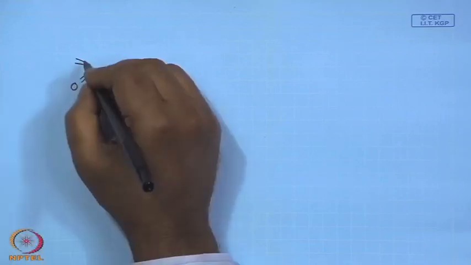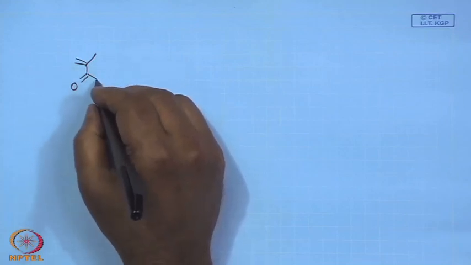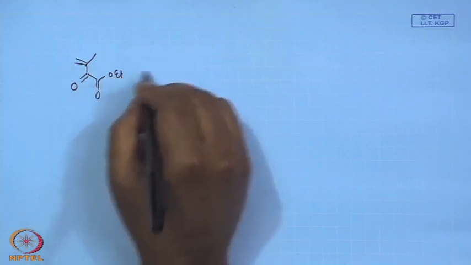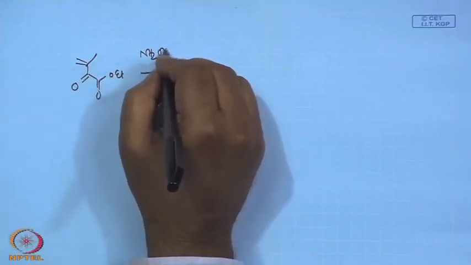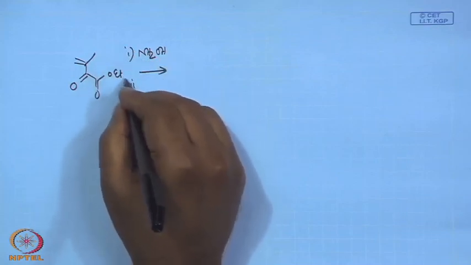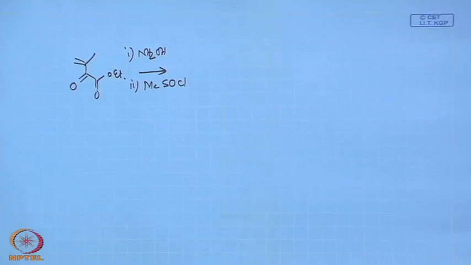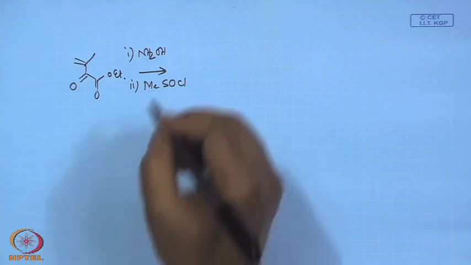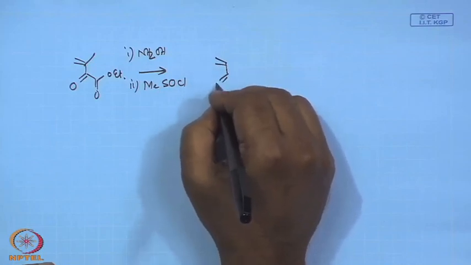I will just give you one instance where an alpha beta unsaturated ketone has been converted to a diene system. If you begin with a pyruvate ester and then hydroxylamine, and the next thing is the sulfinyl chloride. It is not a sulfonyl chloride, by the way, it is sulfinyl chloride. So, you will get the corresponding oxime.